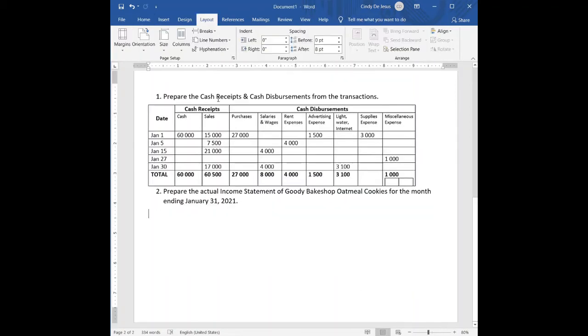Alright, next requirement is to prepare the actual income statement. So, we need the income statement. Of course, first of all, we have the sales. How much are our sales? How much are the sales for the whole month? Of course, it's 60,500. That is everything sold in the month of January.